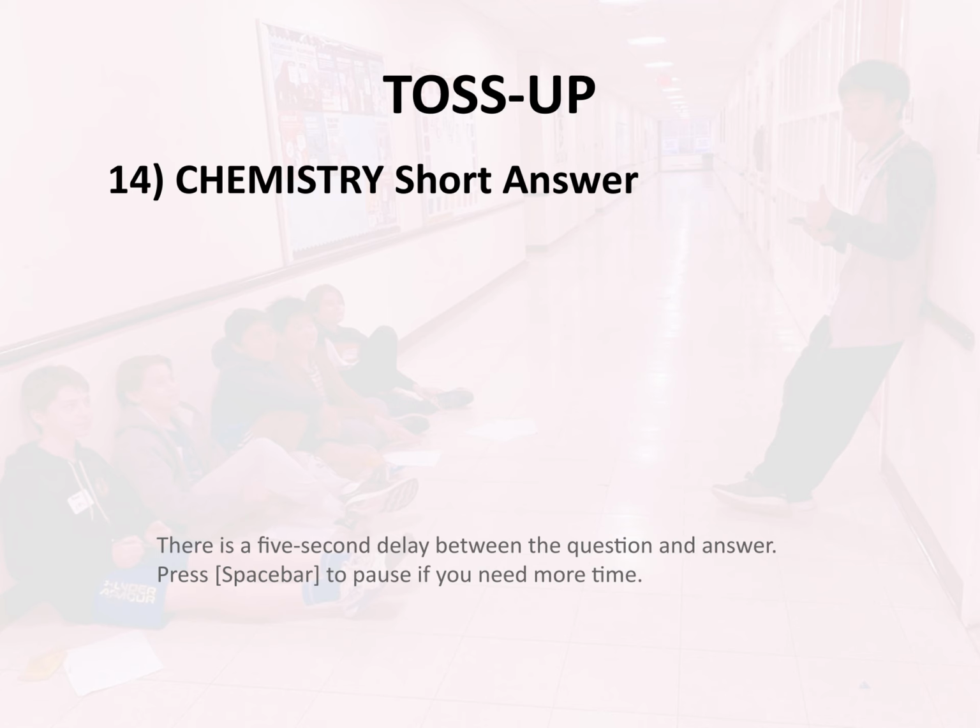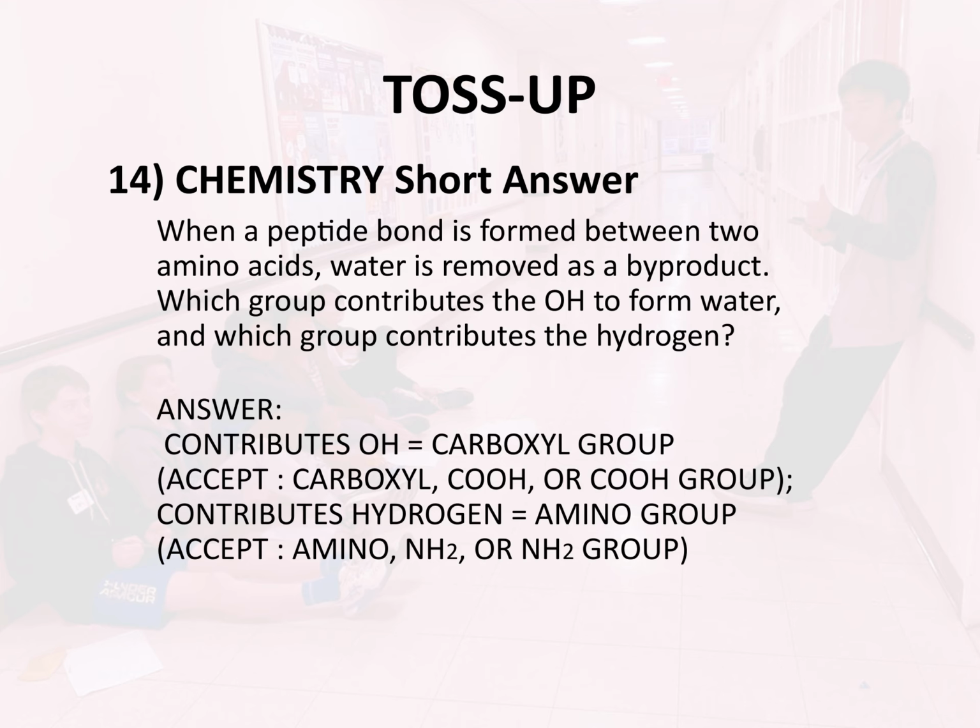Toss-up 14. Chemistry. Short answer. When a peptide bond is formed between two amino acids, water is removed as a byproduct. Which group contributes the OH to form water, and which group contributes the hydrogen? Answer: carboxyl group contributes OH, amino group contributes hydrogen.